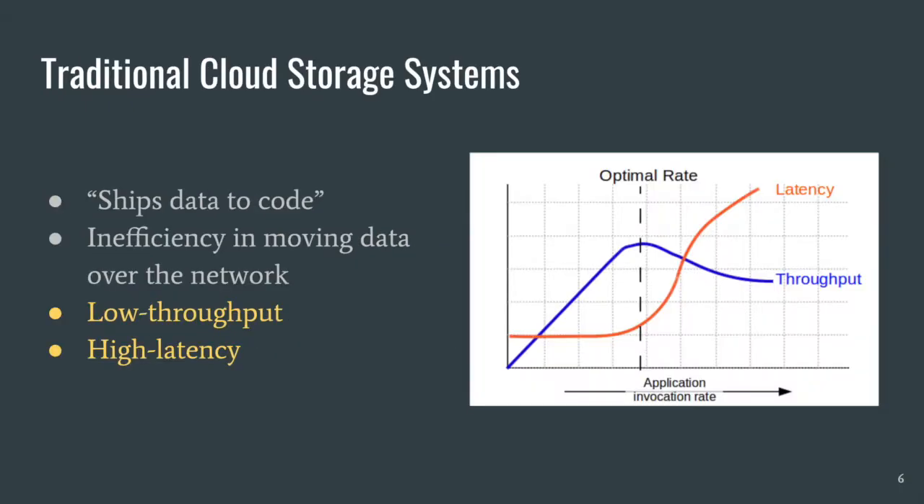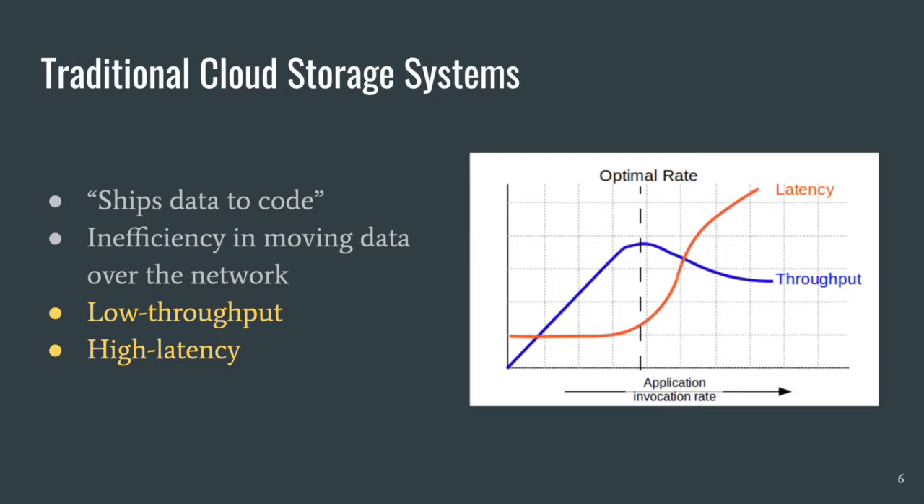Nowadays, we use traditional cloud storage systems, and that's what we use today. The main idea of this is to ship data to code. This works, but it's also very inefficient in moving data over the network. Why? Because of the low throughput and high latency. With low throughput, we don't know if all the data is reaching its destination. High latency, it's just taking a really long time.